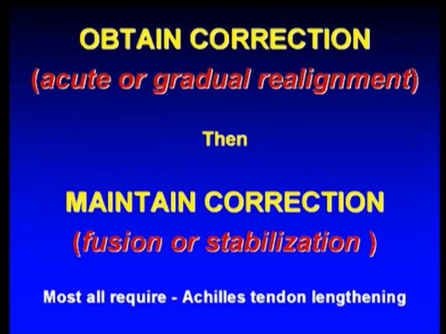One principle very important with Charcot reconstruction, or any type of reconstruction, is you want to obtain the correction, realign the foot or the Charcot joint or bones, either via acute correction or gradual correction. And then you want to maintain that with either fusion, stabilization, or so forth. And then most all neuropathic Charcot foot deformities through the midfoot require a tendon Achilles lengthening of some sort, whether you're doing a gastroc soleus recession or a tendon Achilles lengthening. This is important.